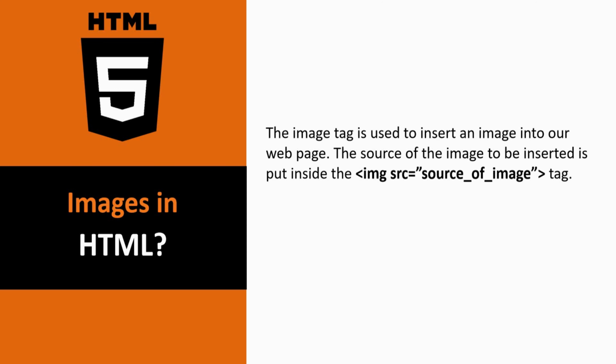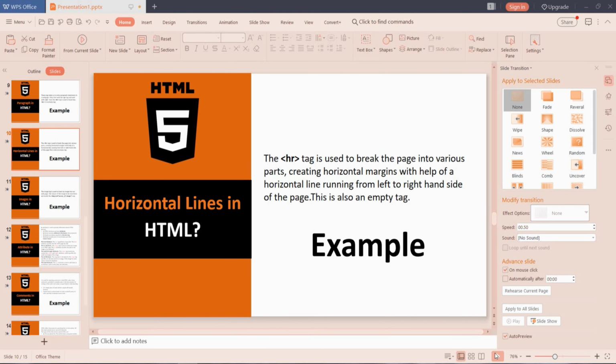The image tag is used to insert an image into our web page. The source of the image to be inserted is put inside the image source attribute. Now we will see the example of it.